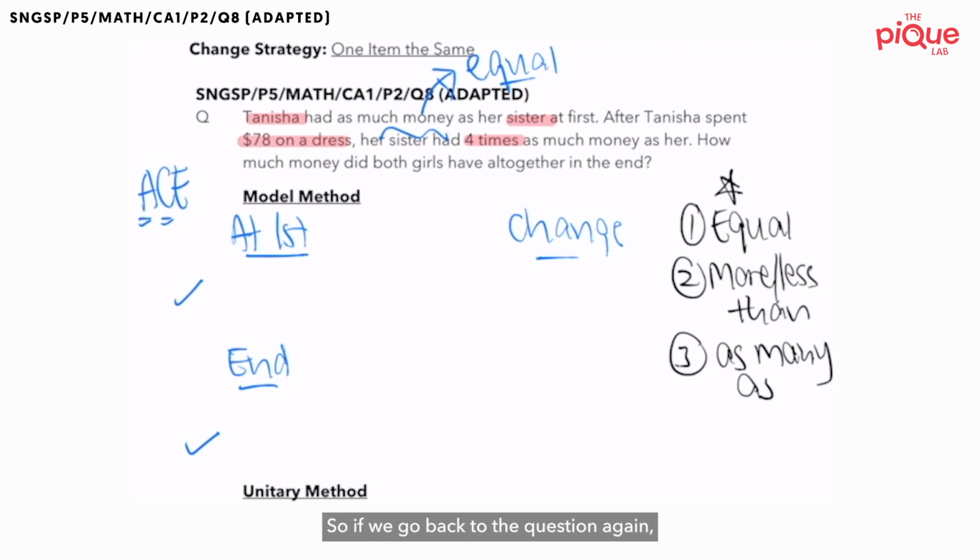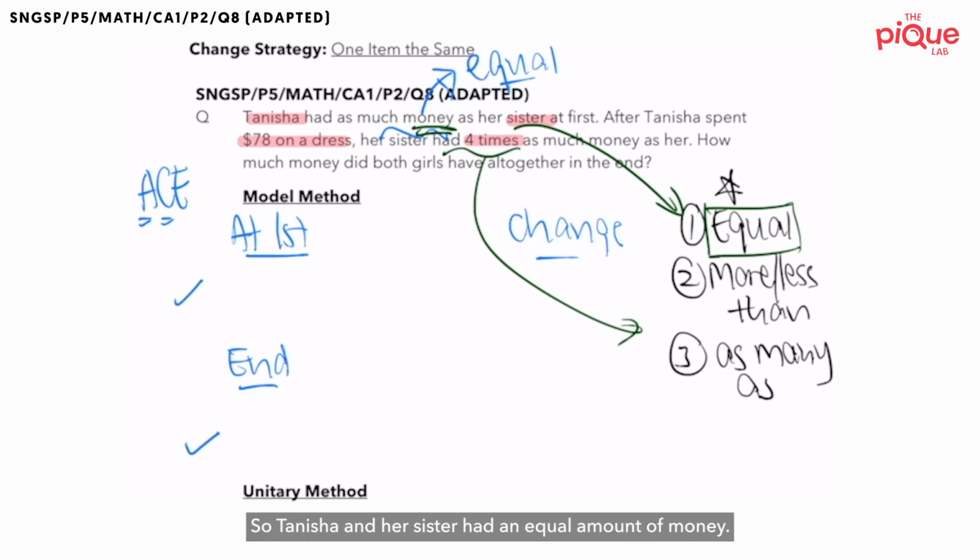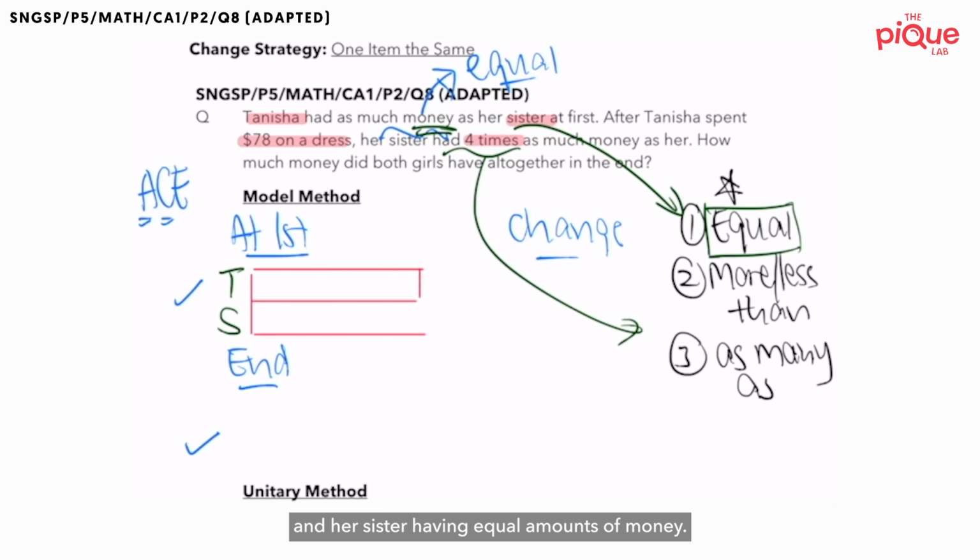So if we go back to the question again, Tanisha has as much money as her sister at first. After Tanisha spent $78 on the dress, her sister has 4 times as much money as her. So this 4 times as much money represents as many as, let me indicate that. And Tanisha has as much money as her sister at first represents equal. So what should we start off with first? Should we start off with equal or as many as? As I mentioned earlier on, equal is the most important keyword, so we should start from equal. Now, the equal is mentioned at first. So Tanisha and her sister had an equal amount of money. I will draw 2 rectangles which represent Tanisha and her sister having equal amounts of money.